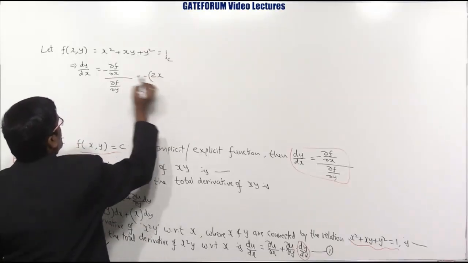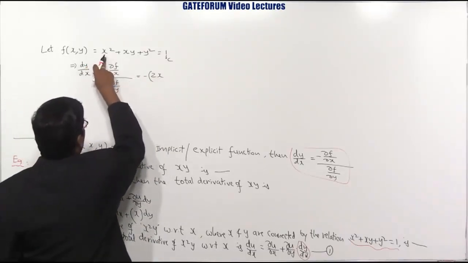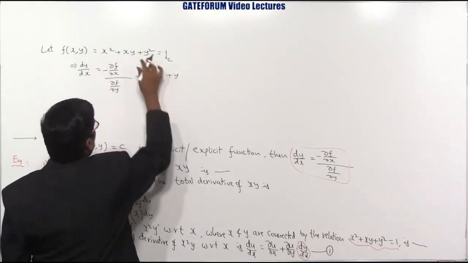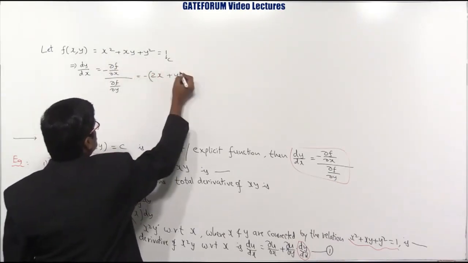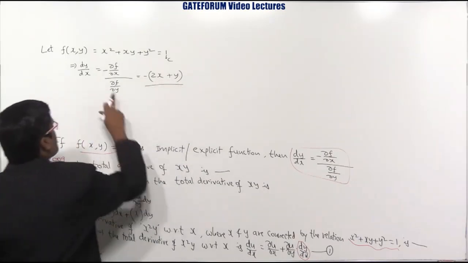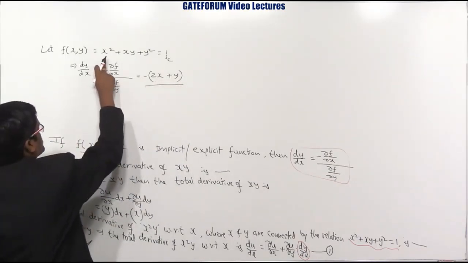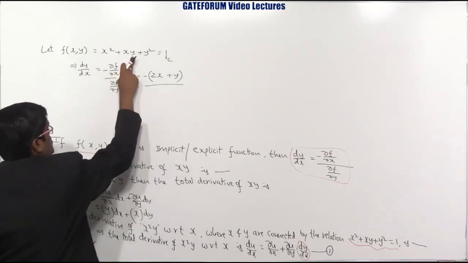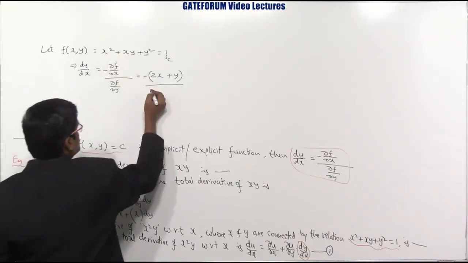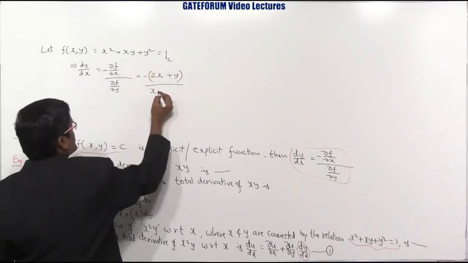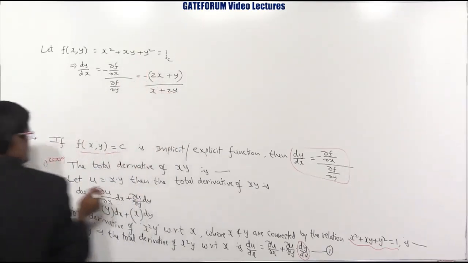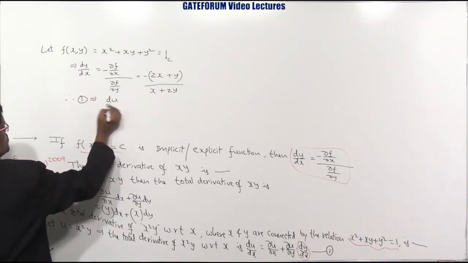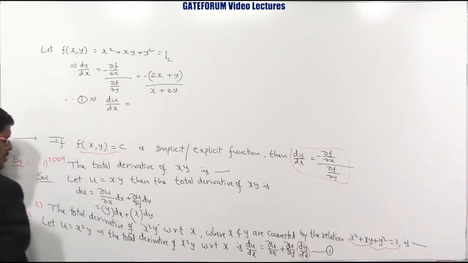So minus of the partial derivative with respect to x of x square is 2x, and here y is constant, x derivative is 1, so 1 into y means y. y square alone is constant, constant derivative is 0, bracket close, divided by partial derivative with respect to y: x square is constant, so 0. Sorry, y derivative with respect to y is 1 because x is constant, x into 1 is x, and y square derivative with respect to y is 2y.